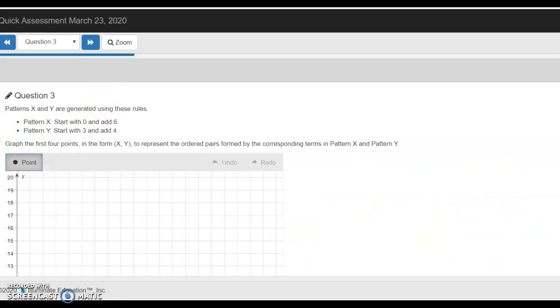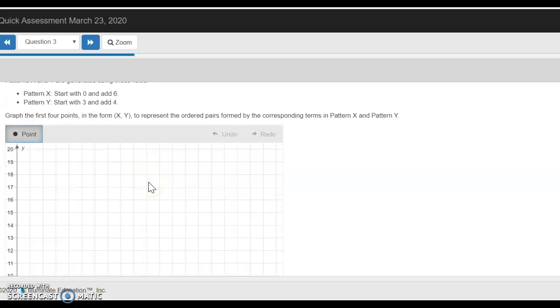Hey guys, this is number 3. It says patterns X and Y are generated using these rules. So what they do is they give us the coordinate plane and they're wanting us to graph the points. It says pattern X, start with 0 and add 6. Pattern Y, start with 3 and add 4. It says graph the first 4 points in the form X and Y to represent the ordered pairs formed by the corresponding terms in pattern X and pattern Y.